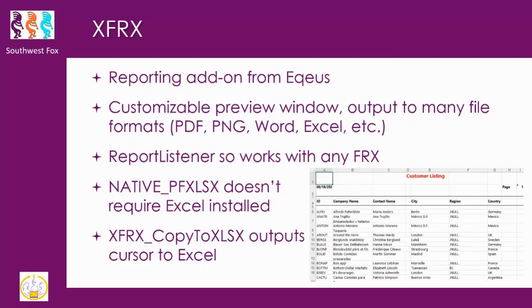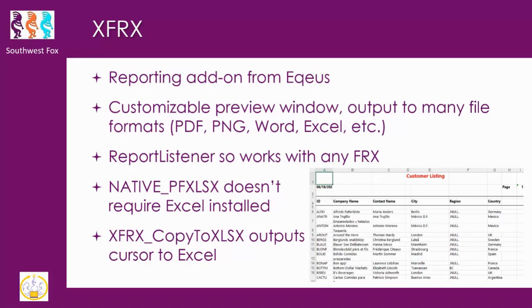It uses a report listener, so it works with any FRX. You don't have to make any changes to your report whatsoever. You just instantiate a report listener and use that in your report form command. When it comes to Excel specific output, it has a couple of different mechanisms. One is native PF_XLSX. That term is used because that's the string that you tell it when you say what format you want. It does not require Excel to be installed, and it generates a file that looks almost identical to what your report looked like when you previewed or printed it.